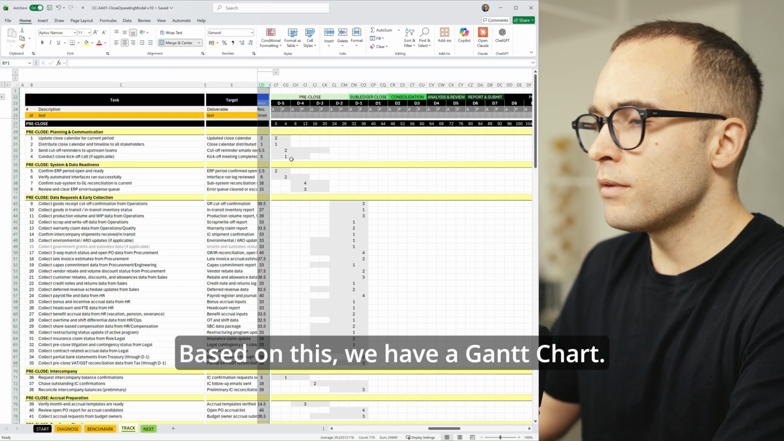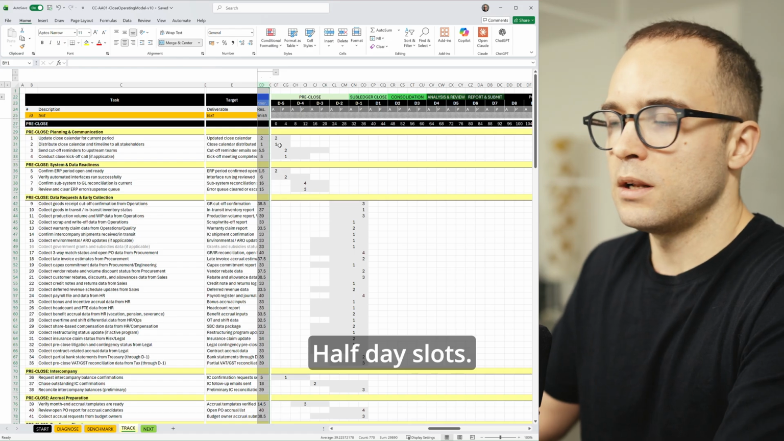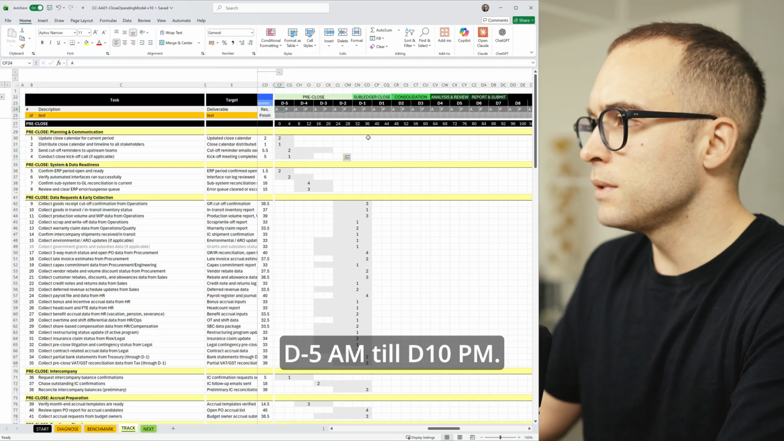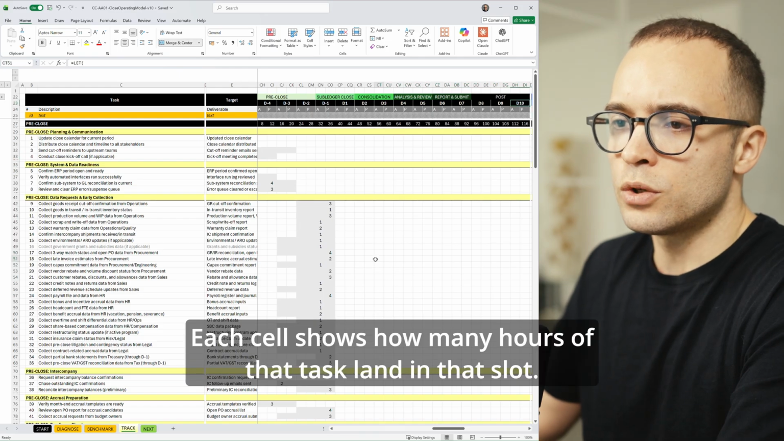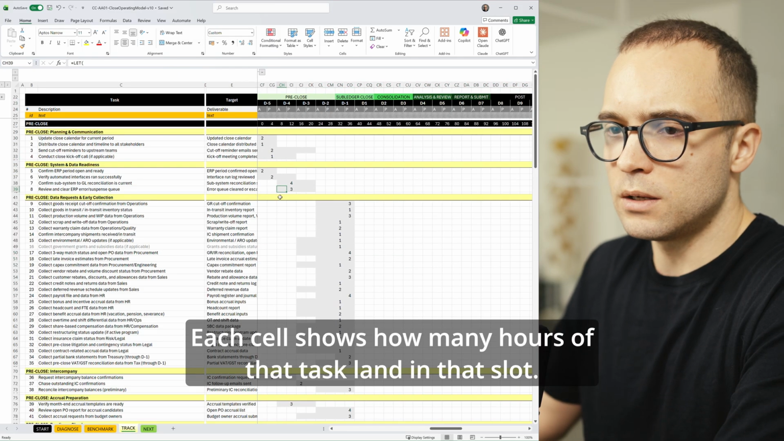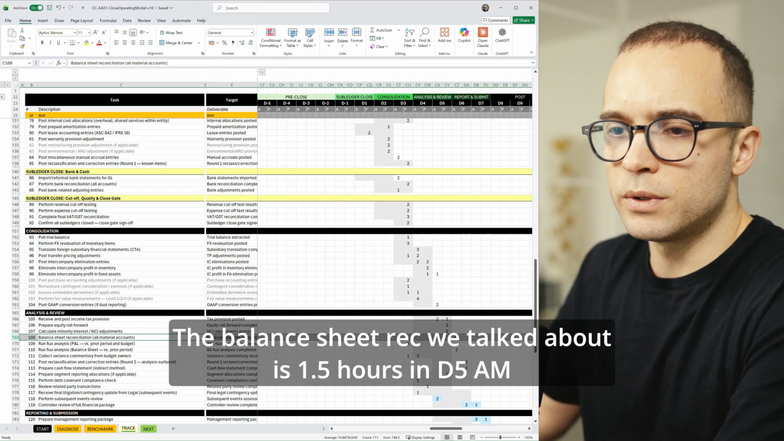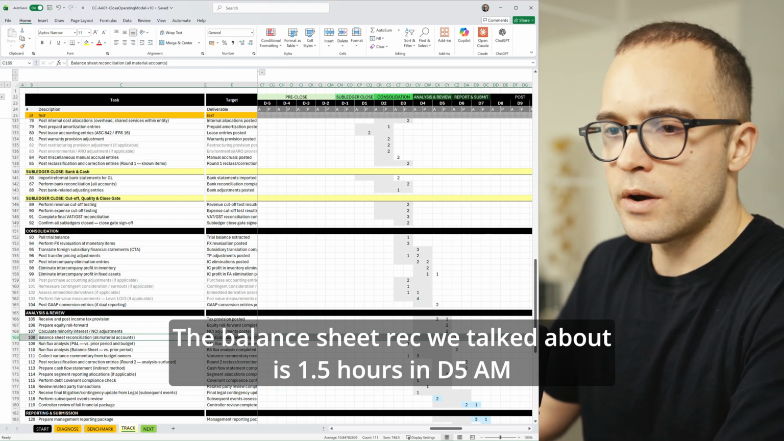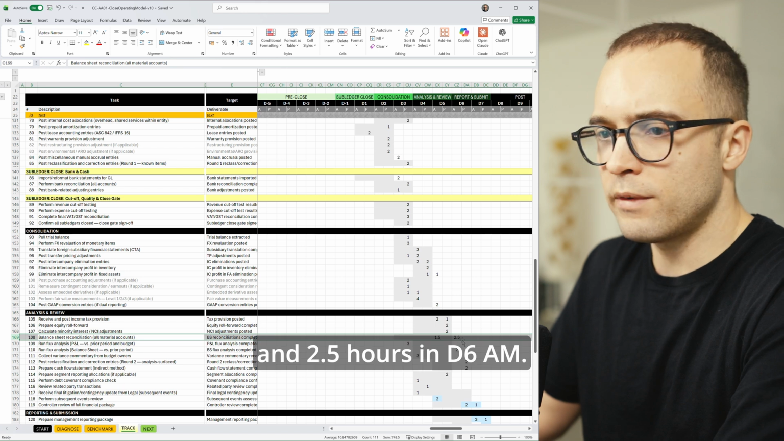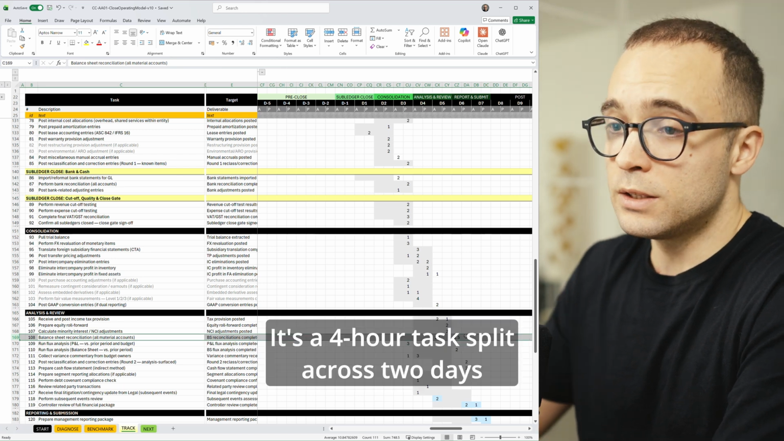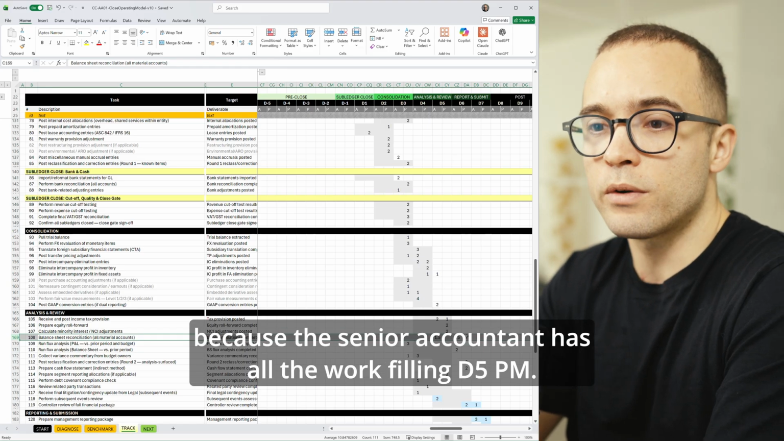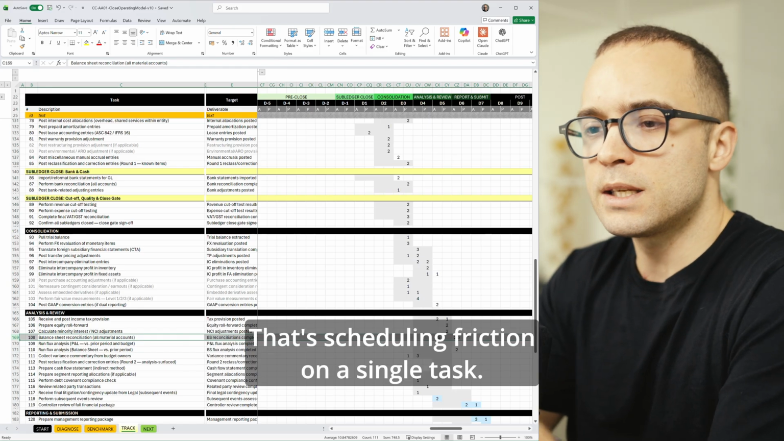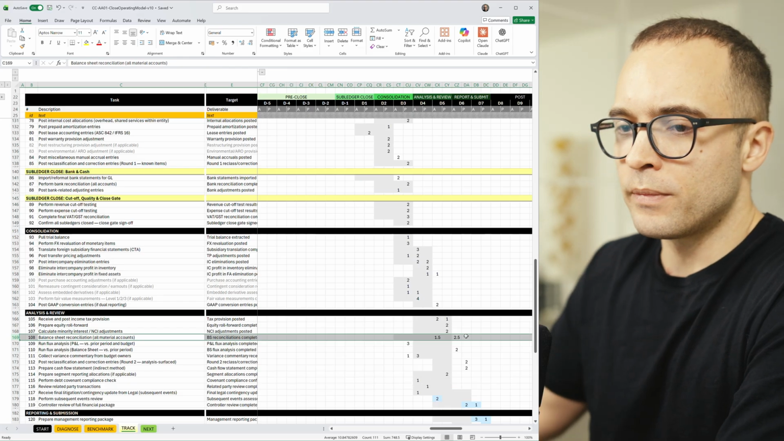Based on this, we have a Gantt chart, half-day slots, D-5 a.m. till D10 p.m. Each cell shows how many hours of that task land in that slot. The balance sheet rec we talked about is 1.5 hours in D5 a.m. and 2.5 hours in D6 a.m. It's a 4-hour task split across 2 days because the senior accountant has other work filling D5 p.m. That's scheduling friction on a single task.